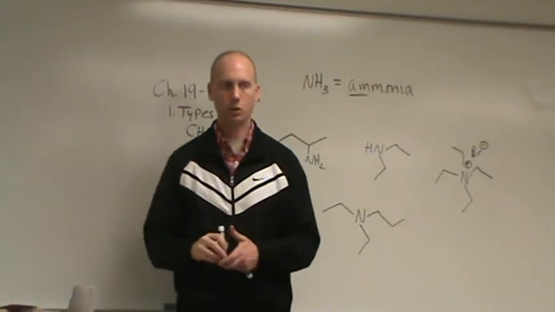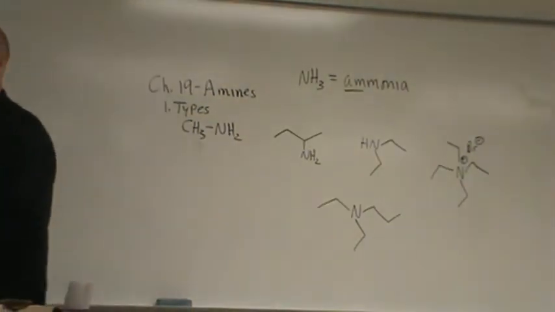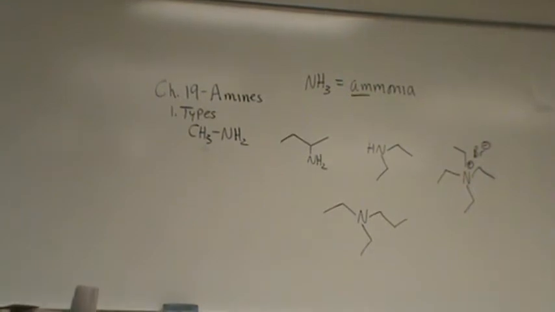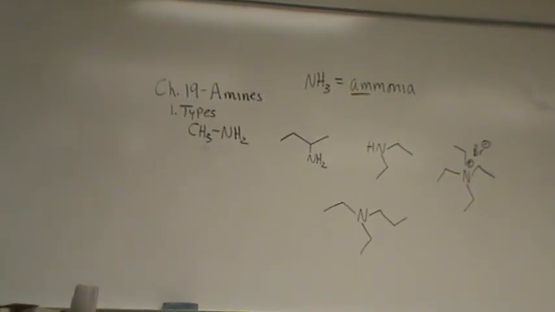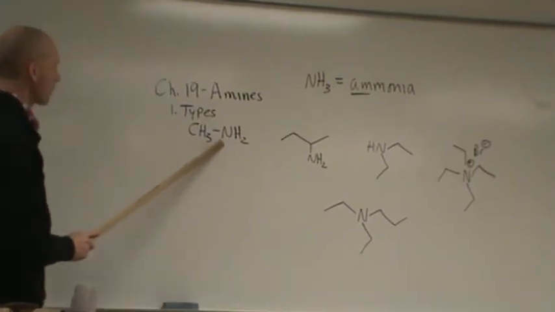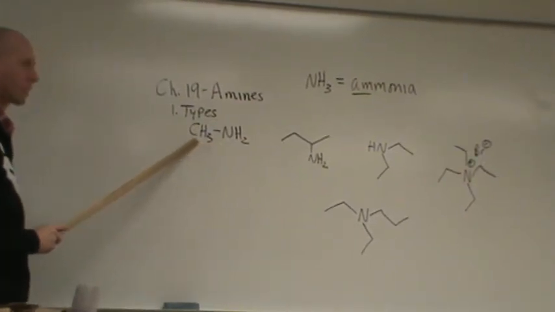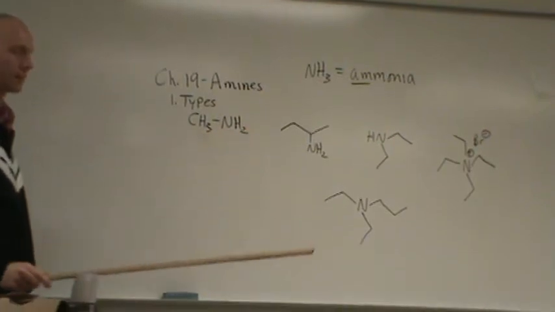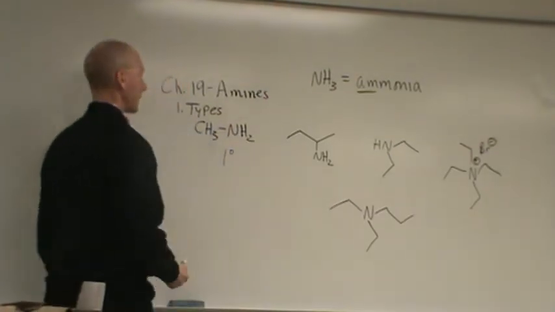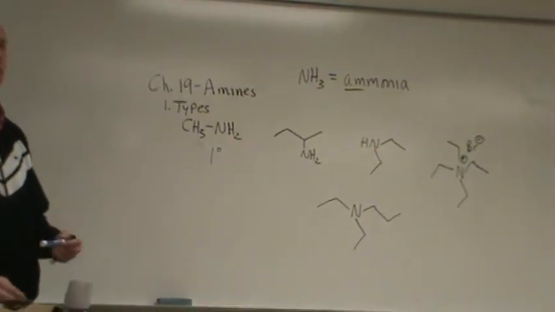Okay, so here's some different amines to get us going. Amine types are kind of like the same thing as alcohol types. What we do is we look at the nitrogen and ask how many carbons are attached to it. Here we just have one, so this will be a primary amine.